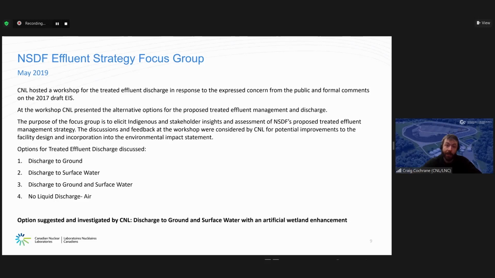One of those options that we took and started to run with, that was suggested by stakeholders, was a discharge to ground and surface water, which was the thought that everybody was going with, but to use artificial wetland enhancements in our discharge.